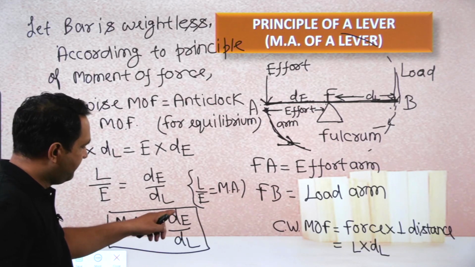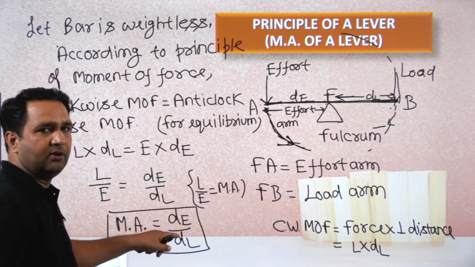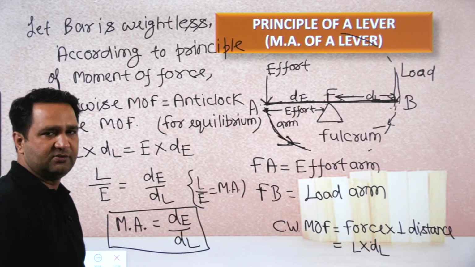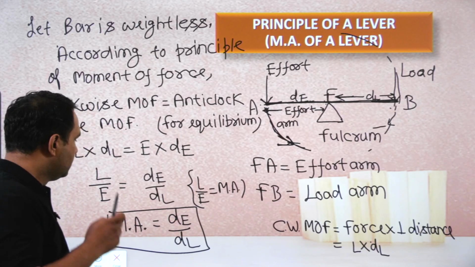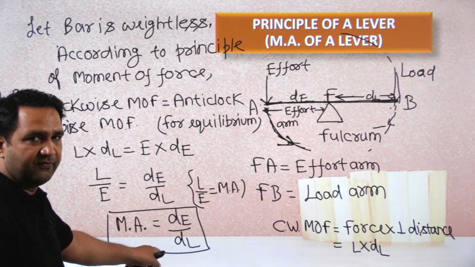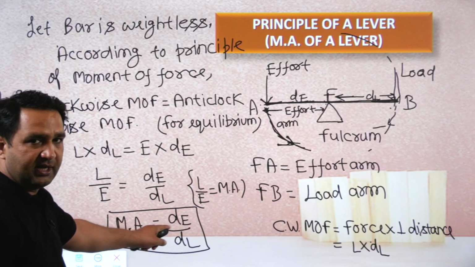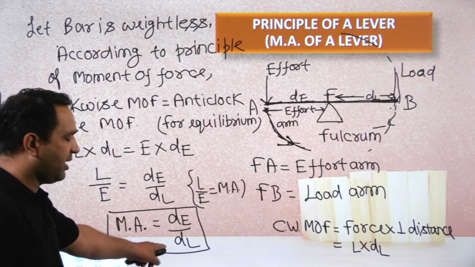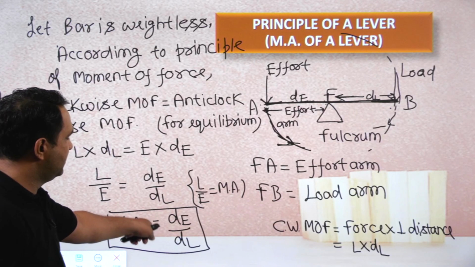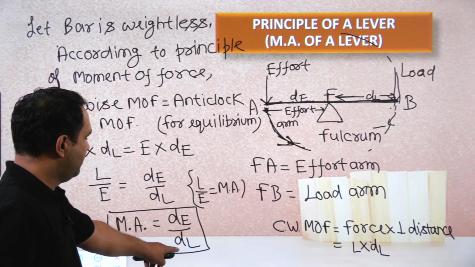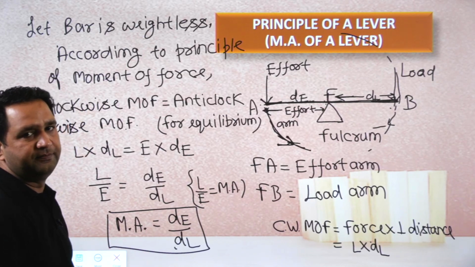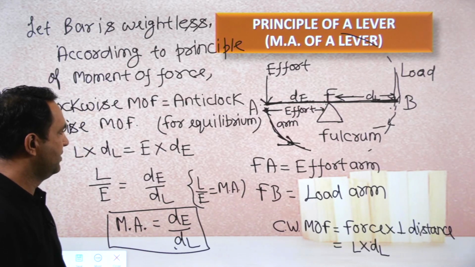If both arms, load arm and effort arm, are equal to each other, then the mechanical advantage will be 1. If the effort arm is longer than the load arm, then mechanical advantage will be greater than 1. And if the effort arm is shorter than the load arm, then the mechanical advantage will be less than 1. So these are the 3 cases.